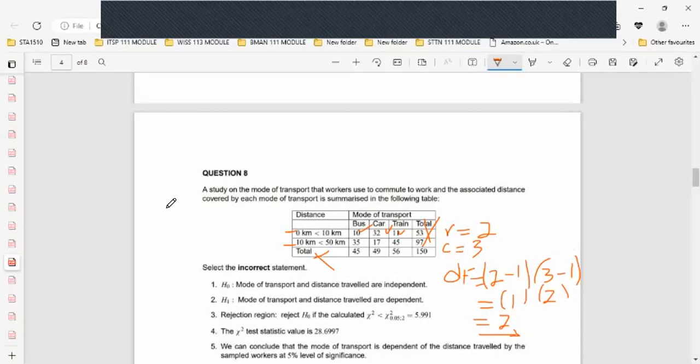Okay. Oh, do you all understand how to calculate degrees of freedom? Yes. Okay, great.